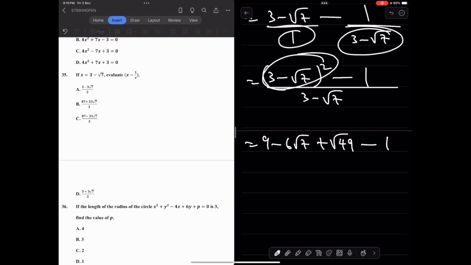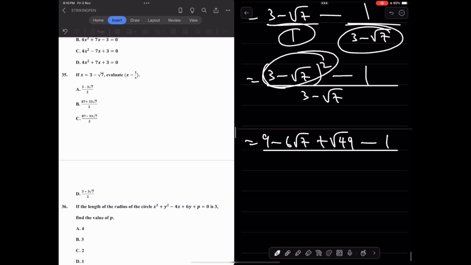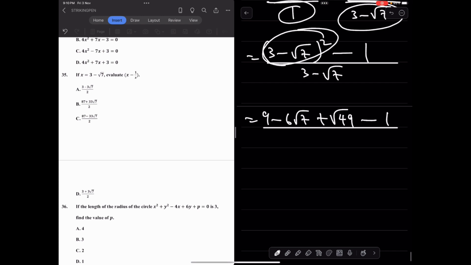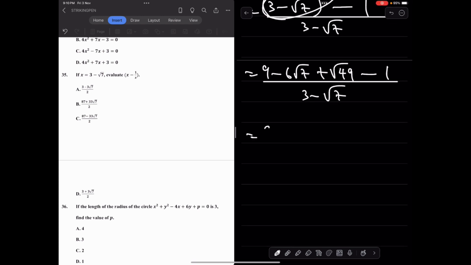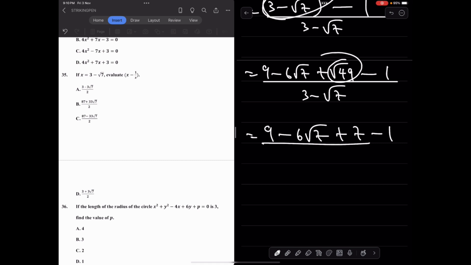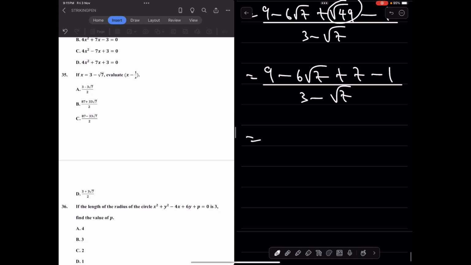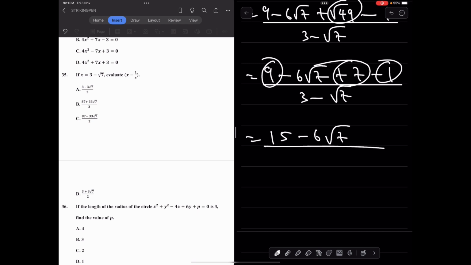And then minus 1 all over 3 minus root 7, and that's the same as 9 minus 6 root 7, root 49 is 7, plus 7 minus 1 all over 3 minus root 7. And that's the same as saying, okay, 9 plus 7 is 16, minus 1 is 15. That's 15 minus 6 root 7 over 3 minus root 7.